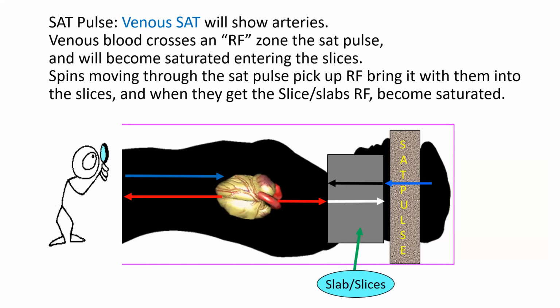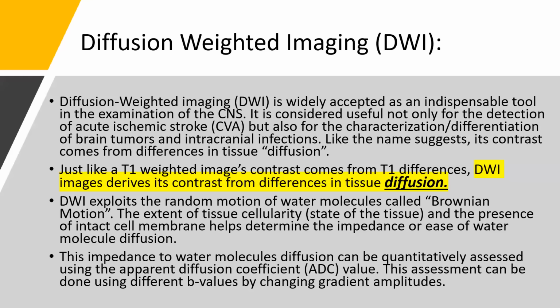Okay. All right. Now, DWI, diffusion weighted imaging. It's done basically on every brain that you ever do. It's an indispensable tool looking for strokes, and it's getting into being used for tumors as well. It's very useful in detecting ischemic areas in the brain because we're going to be able to see differences in contrast because of the diffusion.